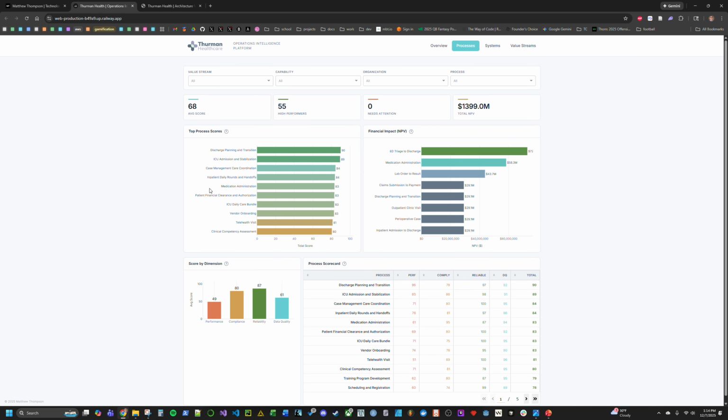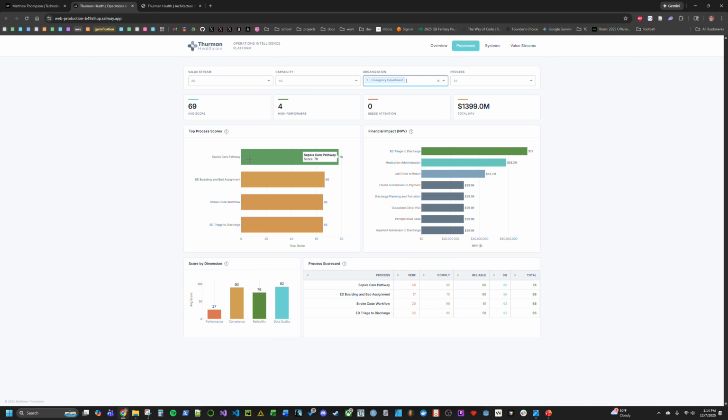The process tab is focused on processes. Again, you can drill down and see specifically what the emergency department is doing, how efficient their processes are, what the financial impact is, and then down here you have a process scorecard. There's a scorecard model running in the background that generates these scores based on the quantitative data that we capture up front.